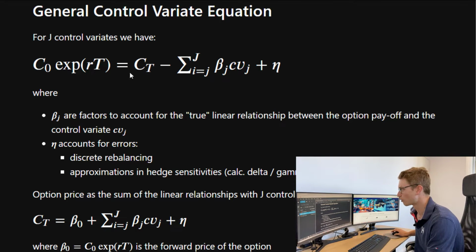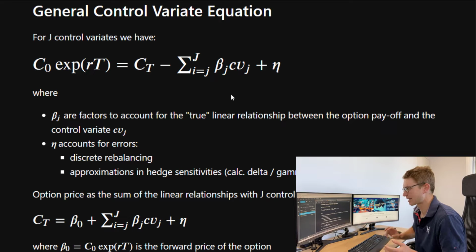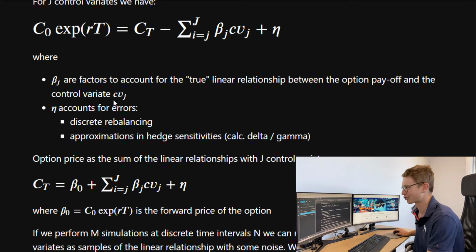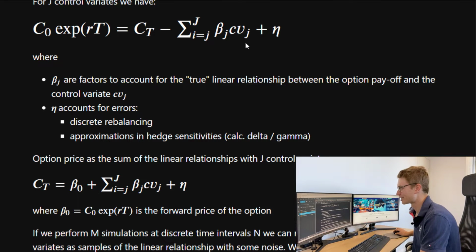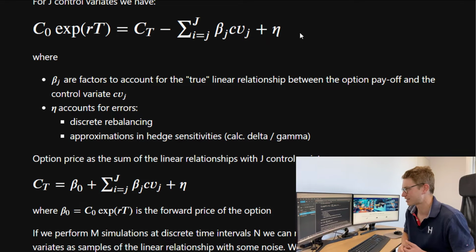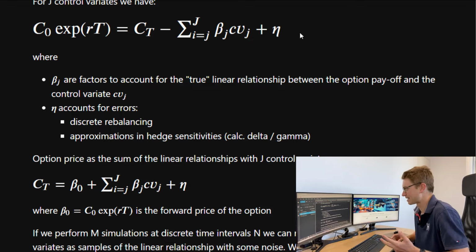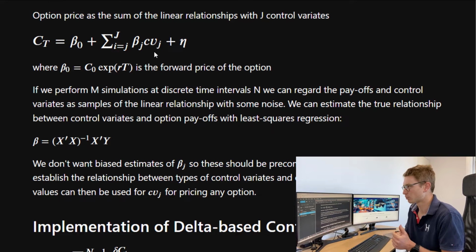So here we've got the overarching general formula where we've got the option payoff. So the forward premium is equal to the option payoff minus the sum of beta j, which is just a factor that accounts for, I've put in quotation marks there, the true linear relationship between the option payoff and the control variates j, plus some eta term which accounts for the errors. Again, errors in discrete rebalancing and approximations in the hedge sensitivities. So again, we're approximating delta, we're approximating gamma at each time step, and there's error associated with that.